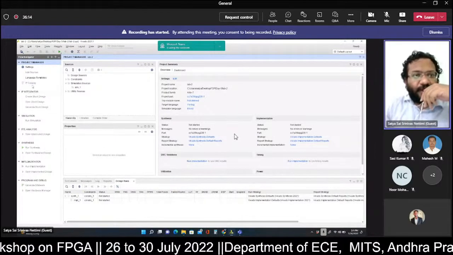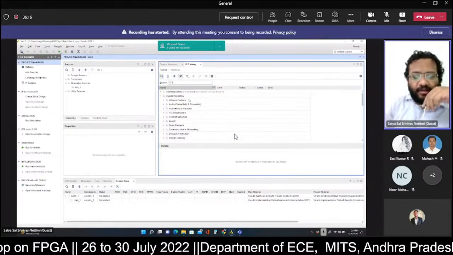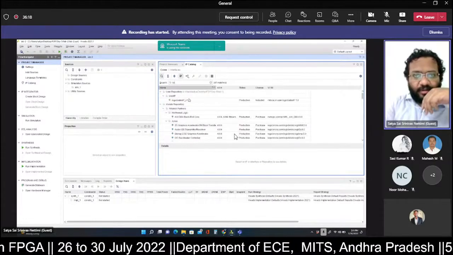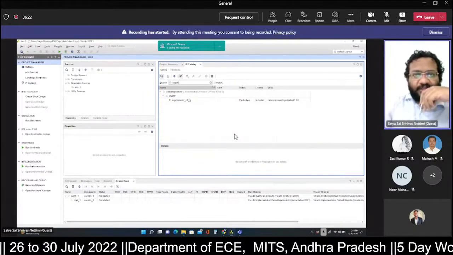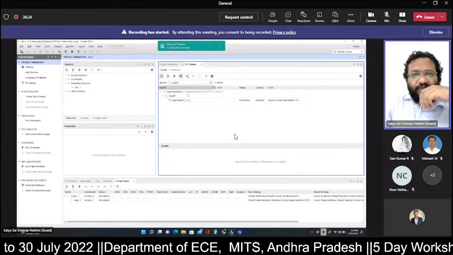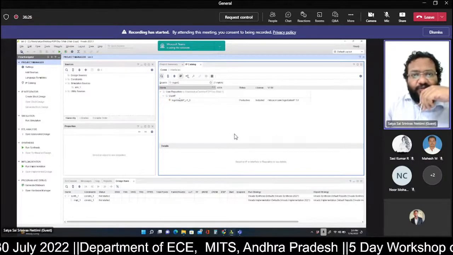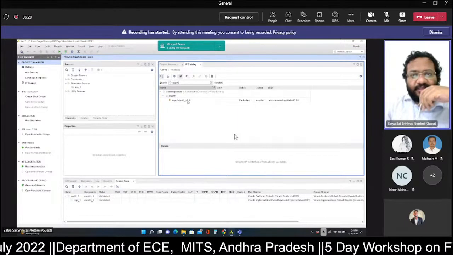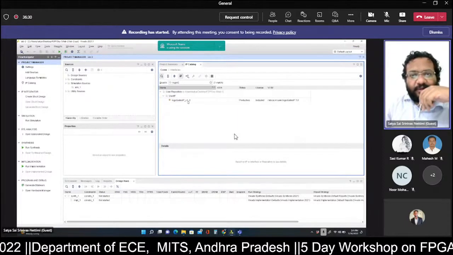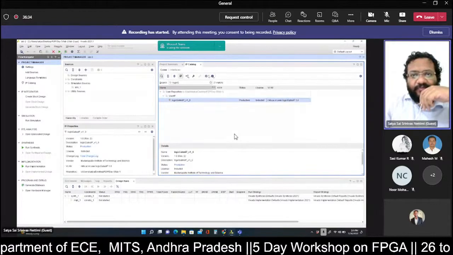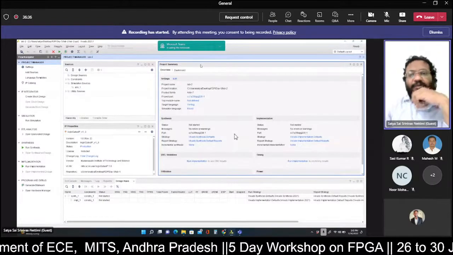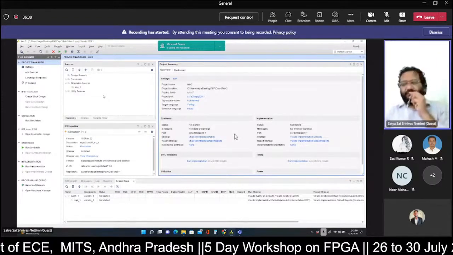Now if you open the IP catalog on the left hand side, in the search option, just type the name of the IP. Here it is showing in the user repository, there are user IPs. In the user IP, there is a user IP called logic gates IP. These are the details of the IP. So now the IP is easily accessible in our project window.